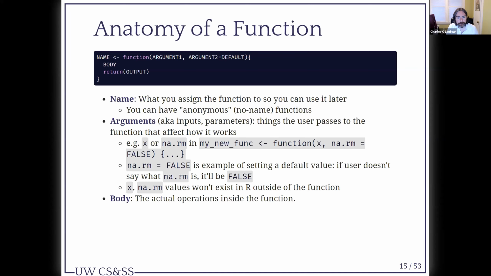The body of a function contains all the actual operations that your function does. This can be whatever you want. There's a lot of things in the body of most functions. It can be anything. We're going to see a ton of examples in a minute.